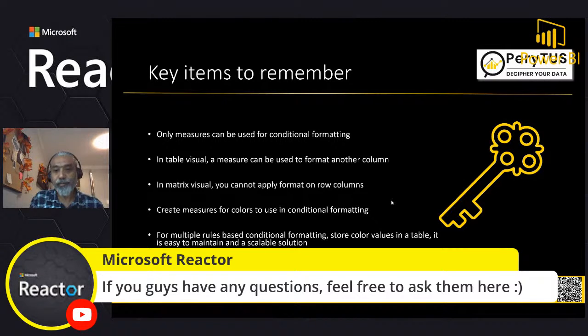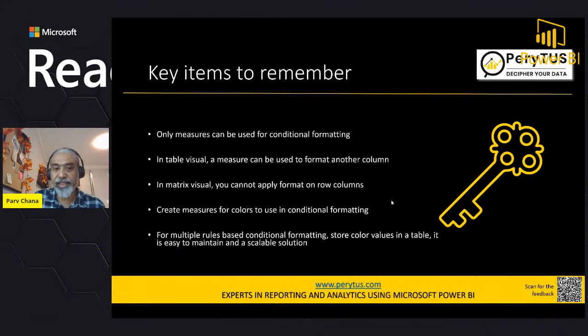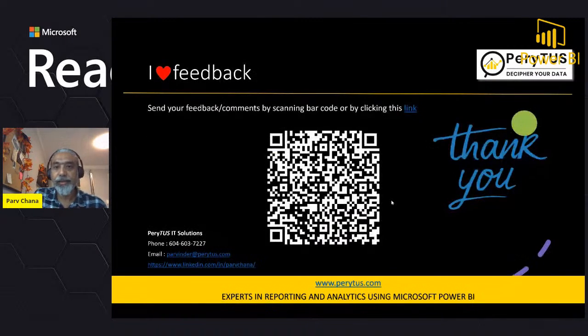And in my last point, as I showed you, I'm storing the metadata of my colors, my ranges, and whatnot in a table, and then I'm using that table in my measures. At any point of time, if I need to make any changes, instead of going to my report and changing the measure or changing the rules, I go and change my data and refresh the dataset, and all the changes are there.